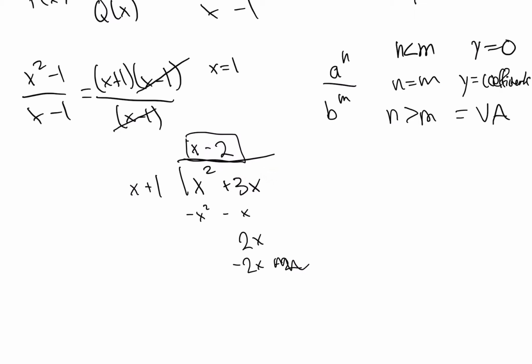So in this rational function, x squared plus 3x over x plus 1, let's say we have it looking like this.